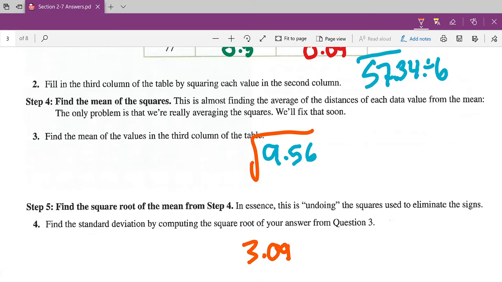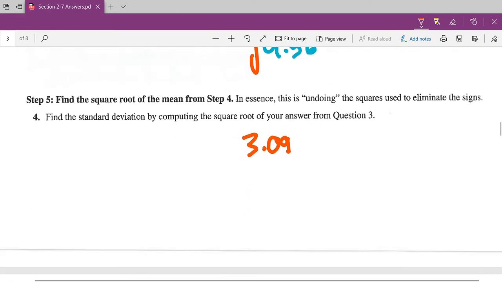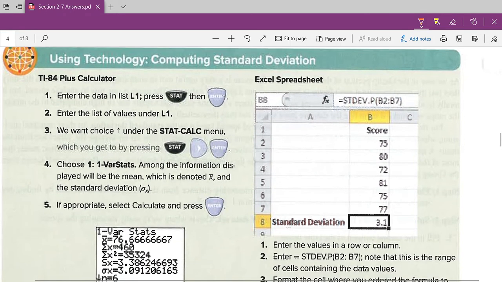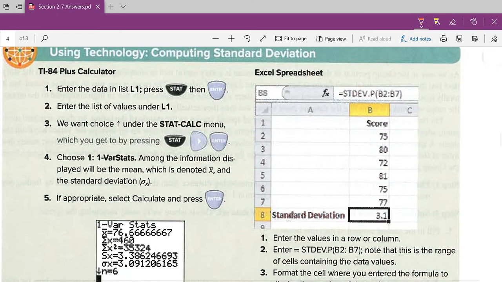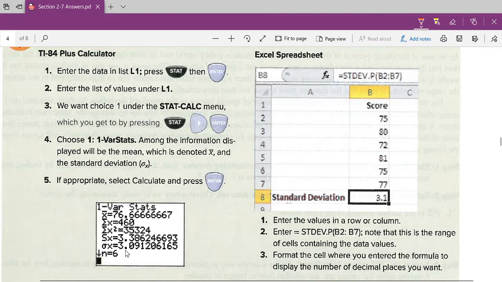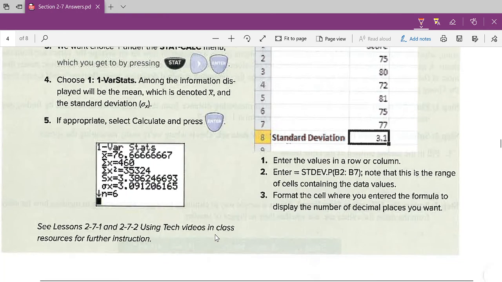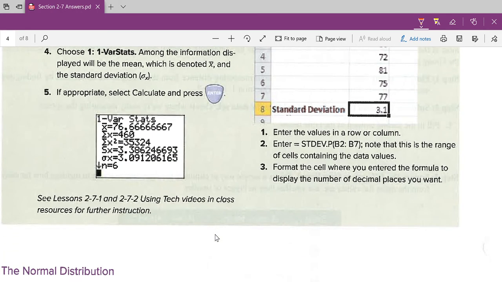Let's turn to page 246. They give you a nice description here of how to make your calculator calculate it. You enter the list, and then you follow the directions to make your calculator calculate the standard deviation. You'll see it's down here, 3.09. So I would definitely play with your calculator. Make sure you understand how to make your calculator do it. It is absolutely something you will do in your upcoming statistics course.